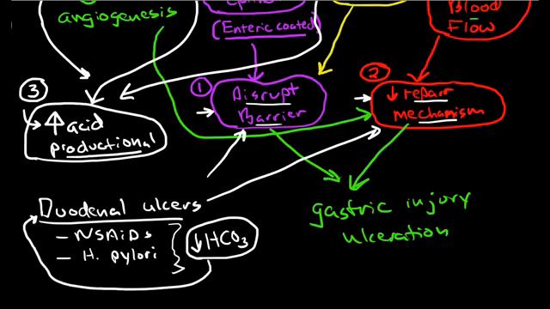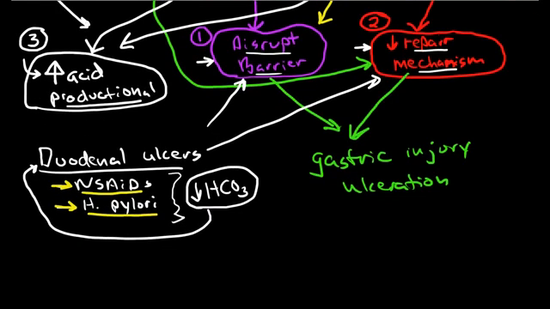But again, duodenal ulcers and gastric ulcers are both most commonly caused by NSAID use and the infection with H. pylori. Okay, now that brings my discussion of peptic ulcer disease to a close.